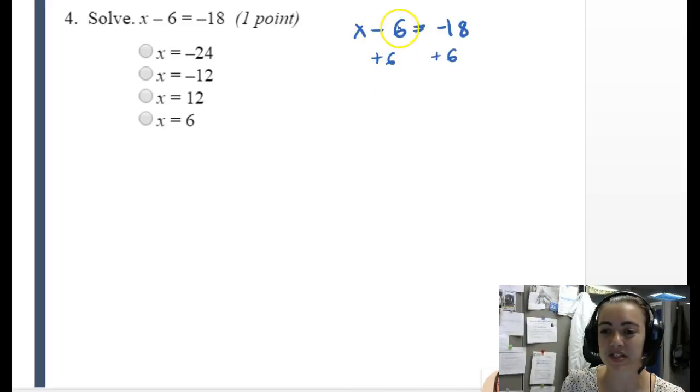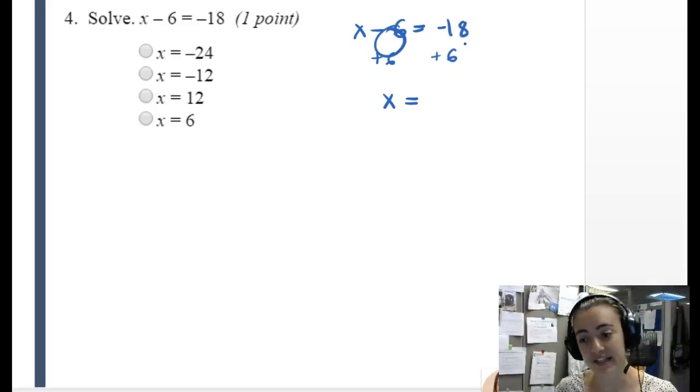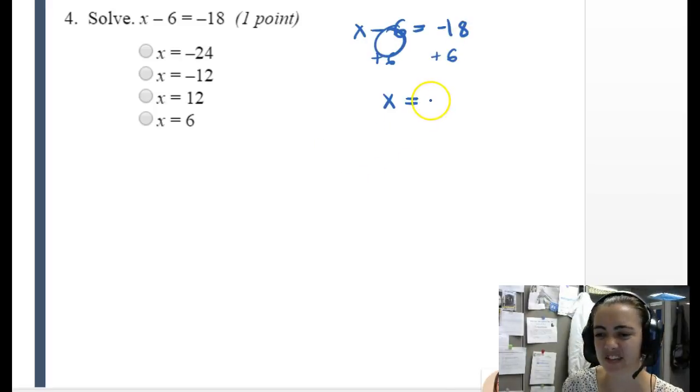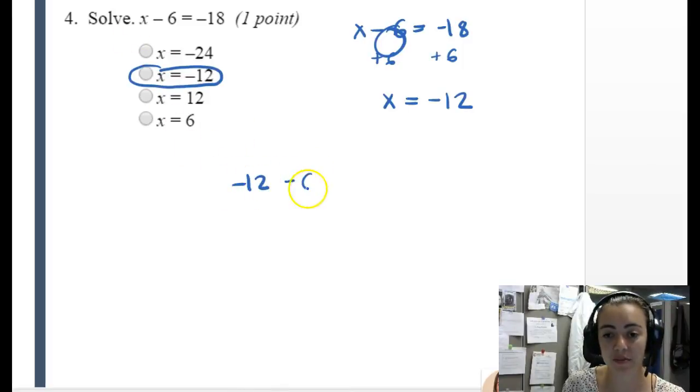So negative 6 plus 6 is 0. So now we have x is equal to negative 18 plus 6. So it's negative 18 adding 6. So it's still negative, but a little less negative. So it's negative 12. So right here. Now to just make sure you're correct, you can substitute that in. So we can try negative 12 minus 6 equals negative 18. Yep, that is correct.